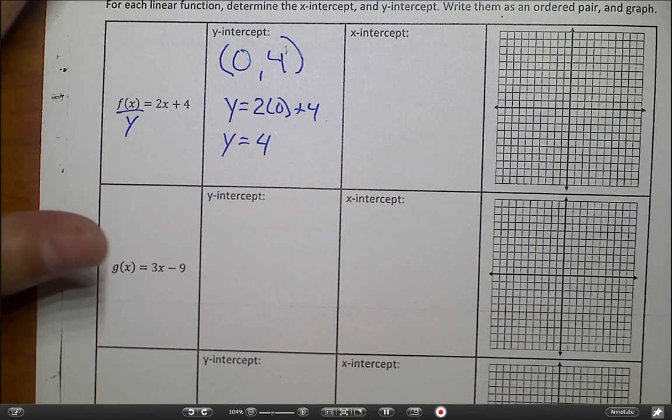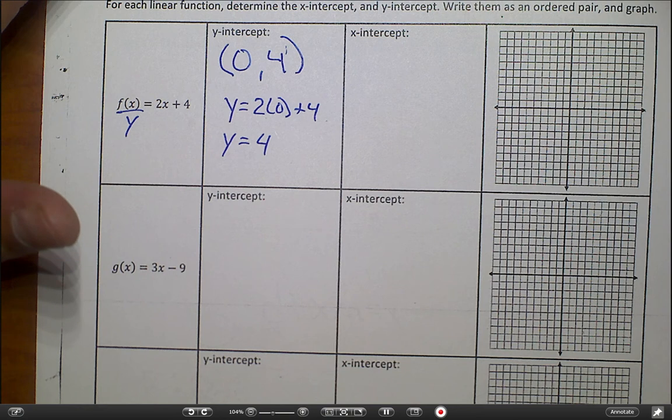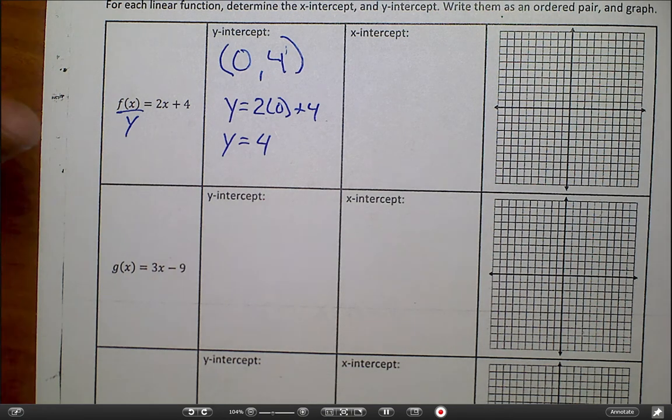So what do you think I'm going to need to do for the x-intercept? No, not graph it. Go ahead. Yes, right there. I don't know which one it is. It's one of those two. Nope, not that one. The other one.